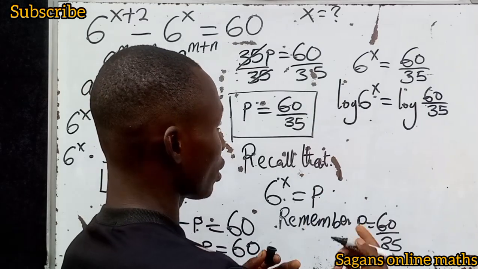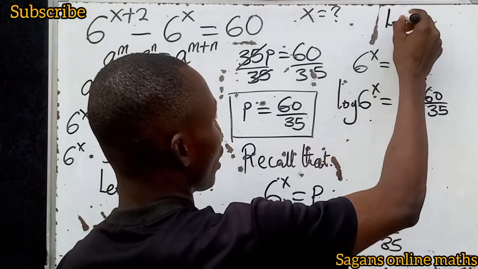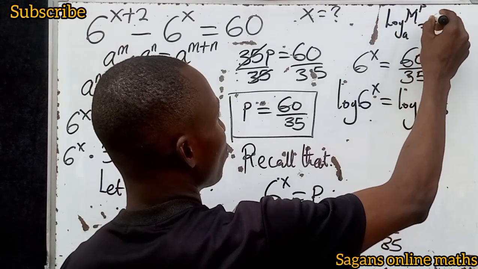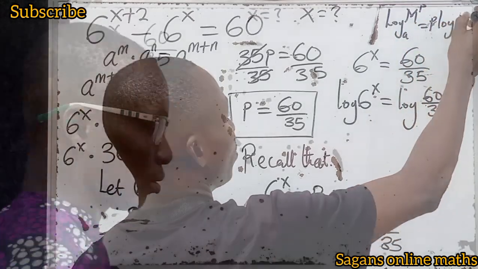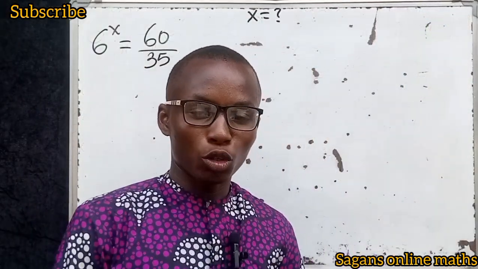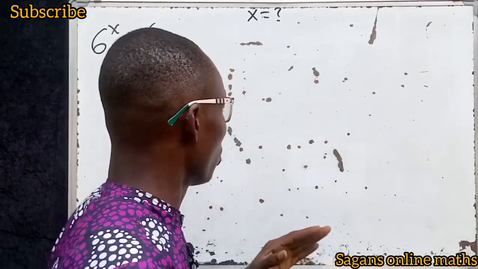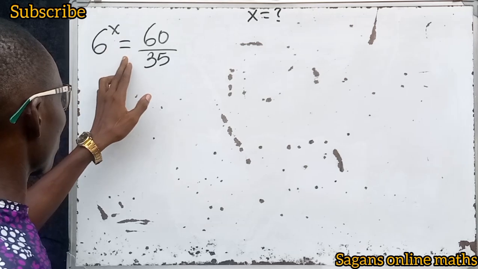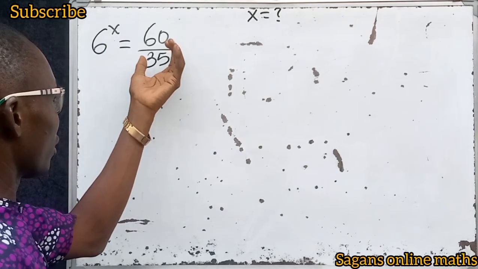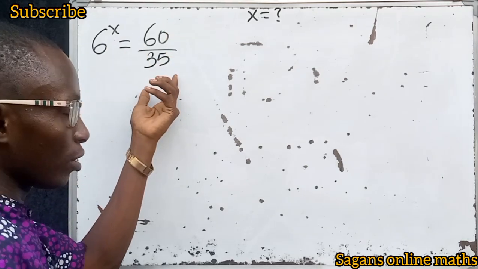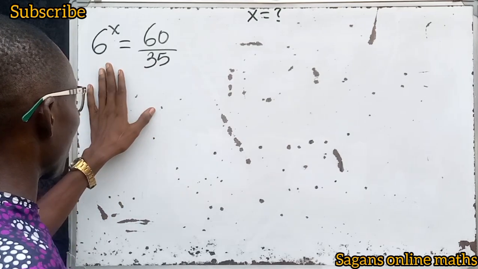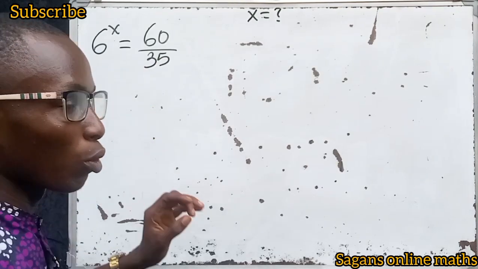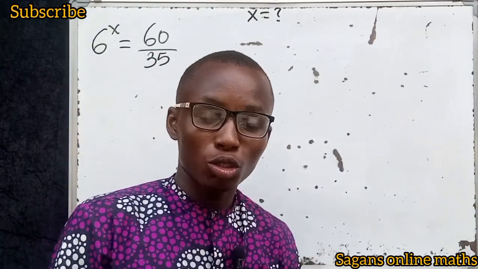Sorry, remember one of the properties of logarithm: that you have log m to the power of p, base a, is equal to p multiplied by log m base a. Alright, from here we're going to look for the value of x. You know that 6 to the power of x equals what? Remember, we are getting the value of this, which is 60 divided by 35. So from here I want to look for the value of x, but we know that the bases are not the same. What are we going to do? We are going to invite logarithm. Logarithm will help us a lot.